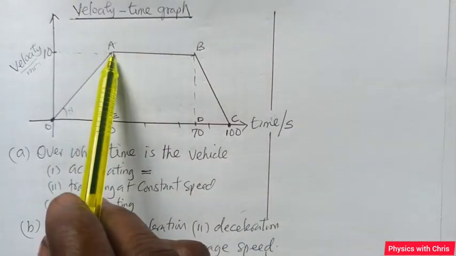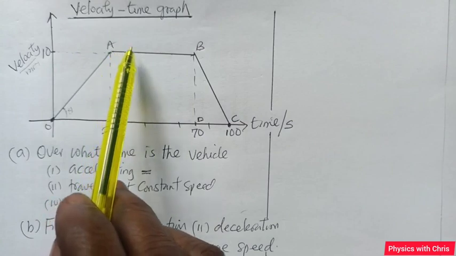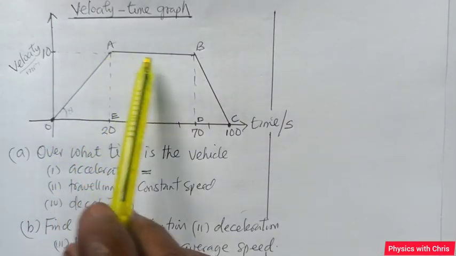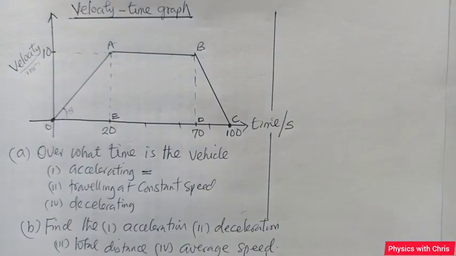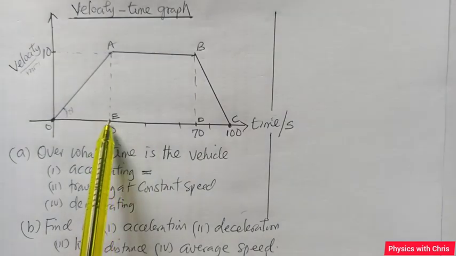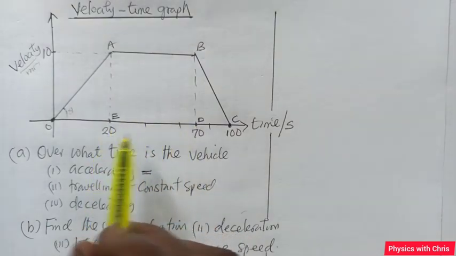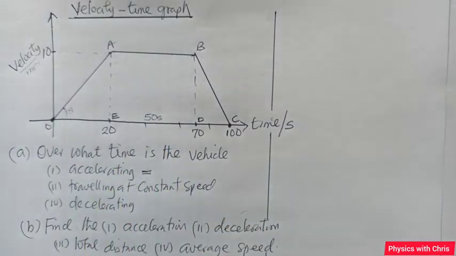Then from point A to B, you can see that the speed neither increases nor decreases. It moves with a constant speed from A to B. This is a graph of constant speed. Between this time and this time, the difference between 70 and 20 is 50, which means for 50 seconds, the body has been moving with a constant speed of 10 meters per second.